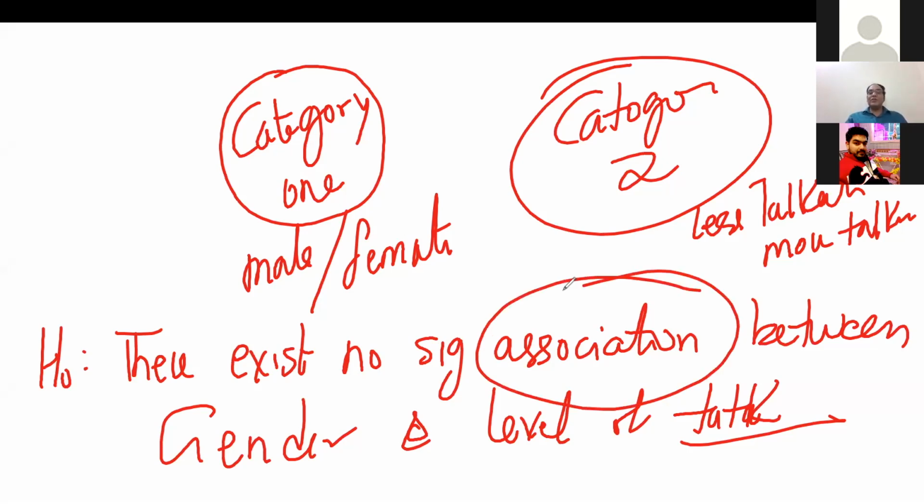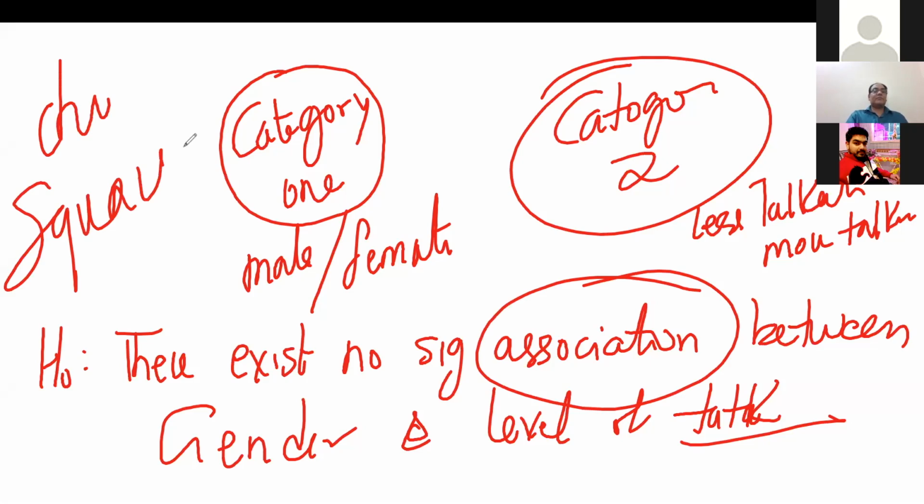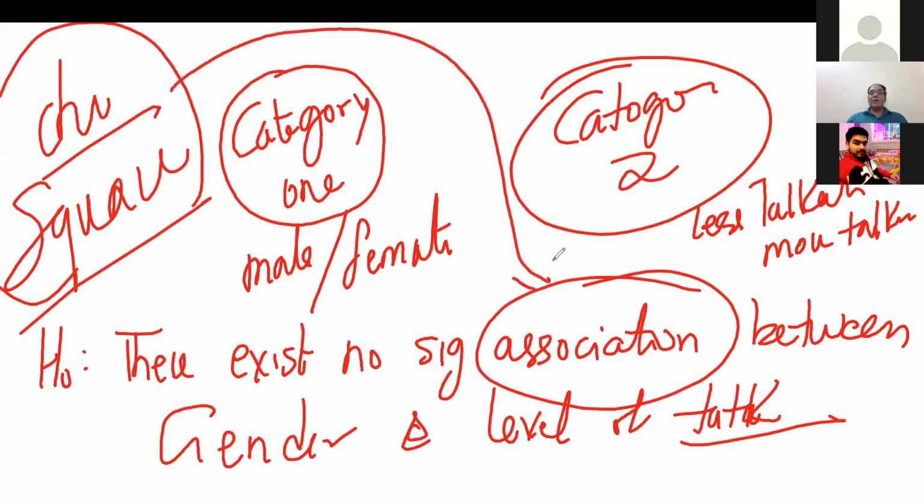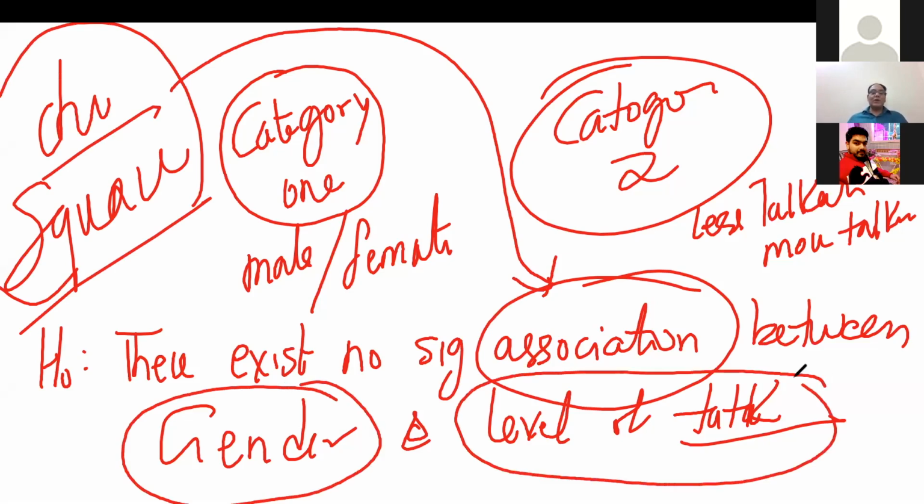This association is very important, and you have to apply the chi-square test. The chi-square test is used to check the hypothesis of association between category number 1 and category number 2. You cannot apply chi-square on interval scale data. You can apply chi-square only on category data. Okay, so this is the second case of hypothesis.